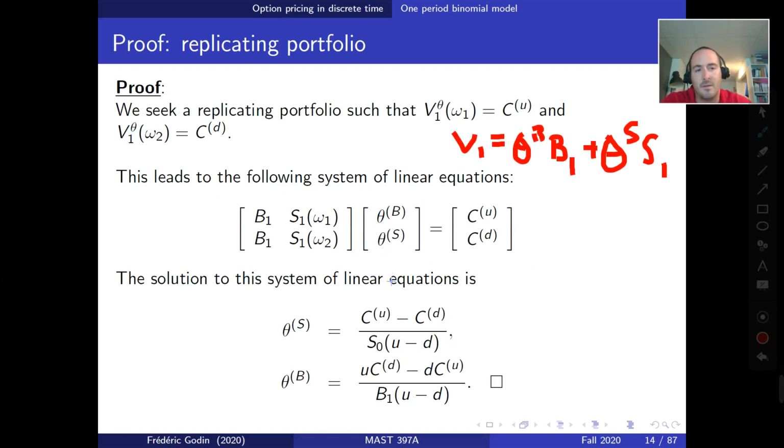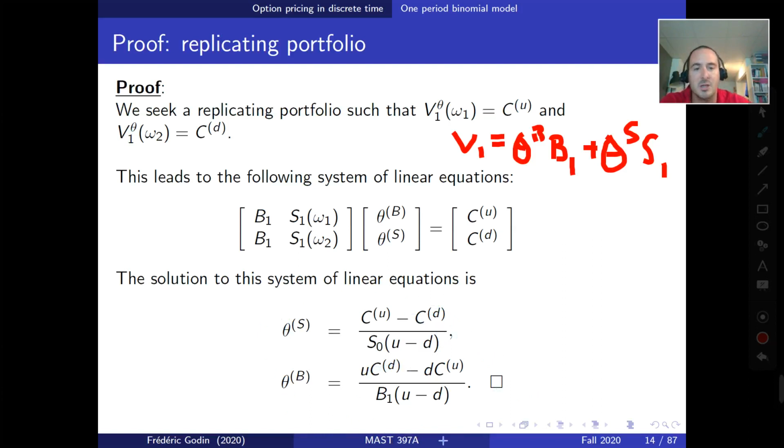So you can solve this system of equations. I won't do it here, so I encourage you to pause the video and solve this system of equations by yourself. But this is two equations, two unknowns, so it's not very difficult. And once you do that, you get the following solution: theta S is equal to this quantity, theta B is equal to this quantity, and this is the portfolio we've proposed in the previous slides. So this is how we came up with this composition of the portfolio.